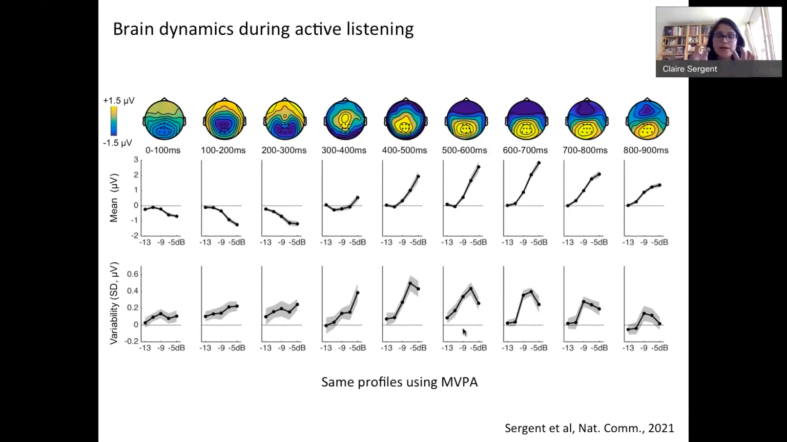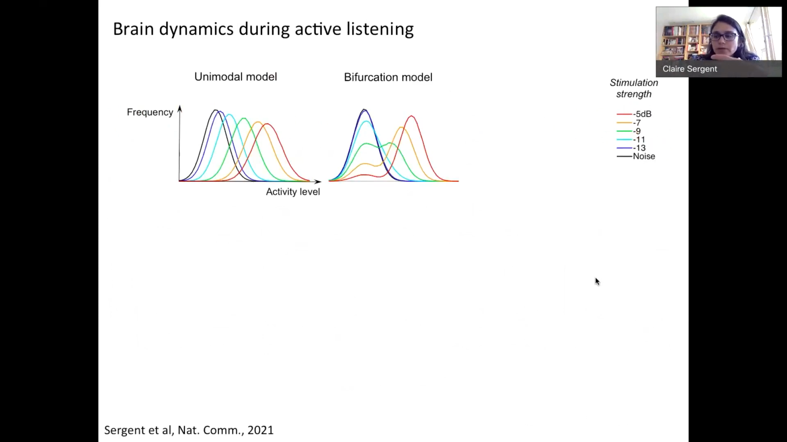So this is a simple analysis using ERPs over a group of electrodes, but we observe the same profiles when we then do multivariate pattern analysis and use the information of all the electrodes to summarize all the activity that relates to the processing of the stimulus, and we see the same. Okay, so so far, we've used summary statistics, and we've added the variability analysis to try to disentangle these two dynamics.